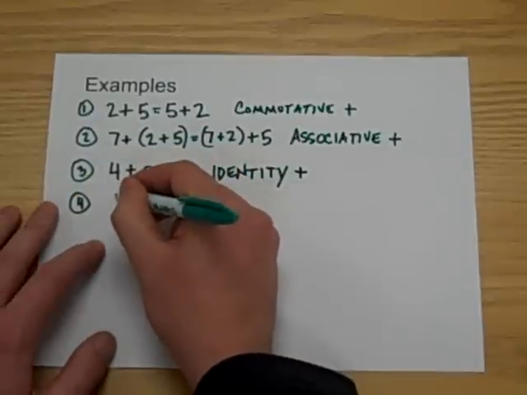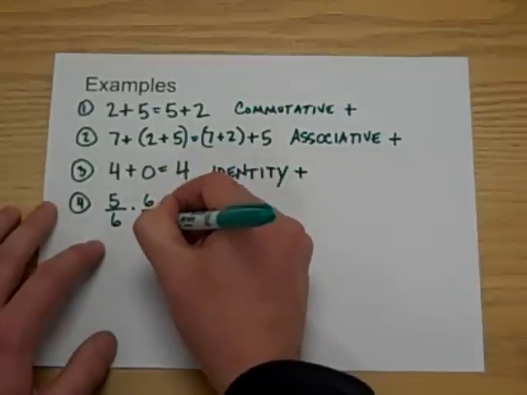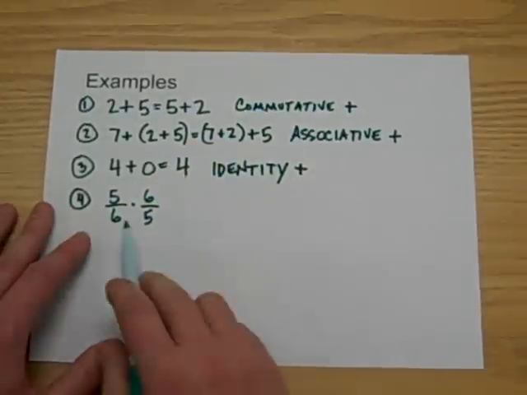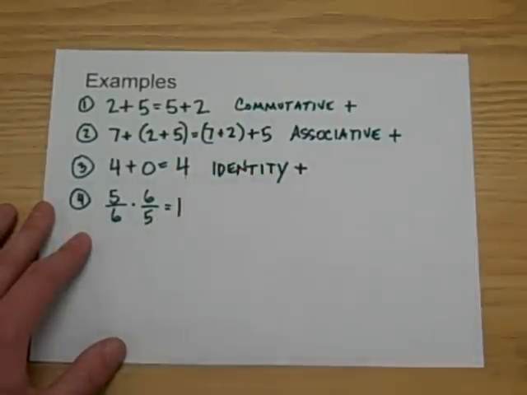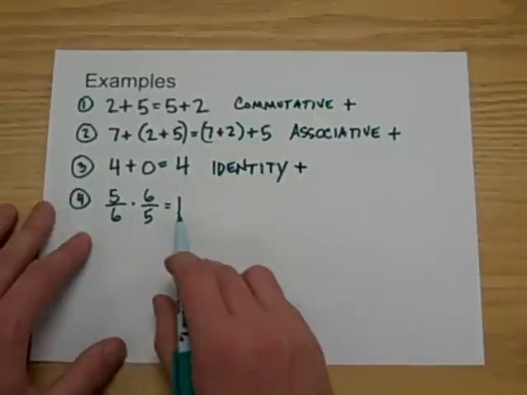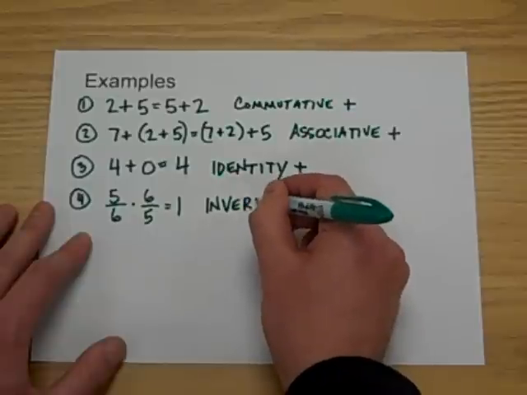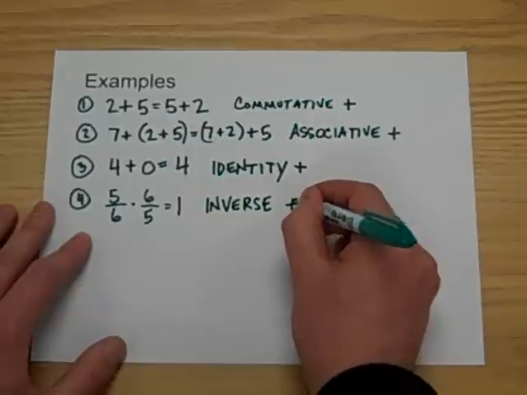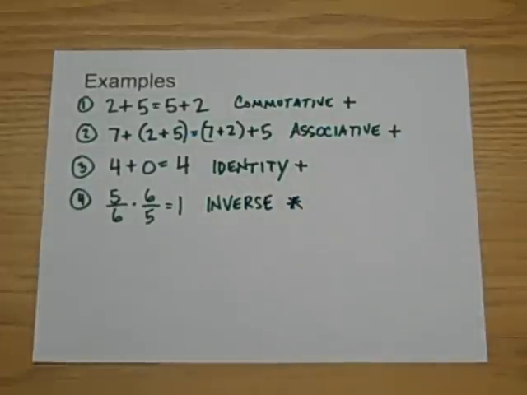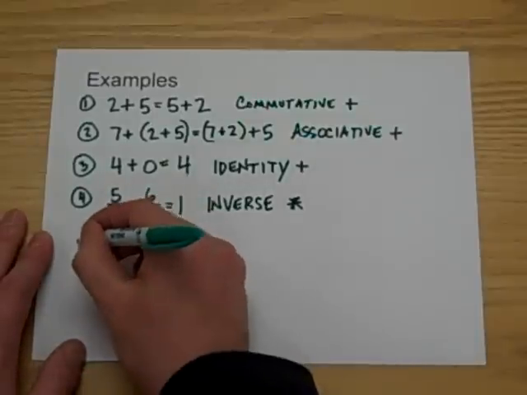Let's try 5/6 times 6/5. This one's a little tricky. I'm undoing what I started with. I'm going to end up with 1 here. So I'm undoing what I started with. This is the inverse property. I'm doing the opposite. In this case, the reciprocal. So this is the inverse property of multiplication, otherwise sometimes known as the multiplicative inverse. Same thing with the identity. This is sometimes known as the additive identity. Means the same thing though.